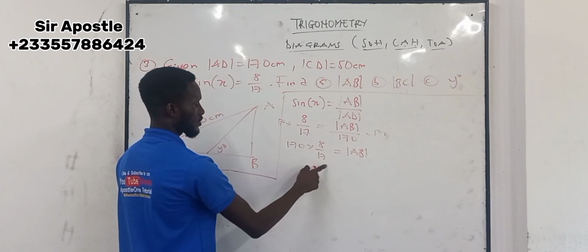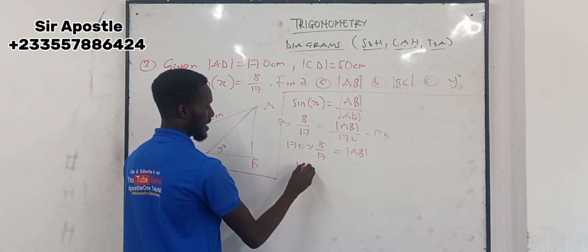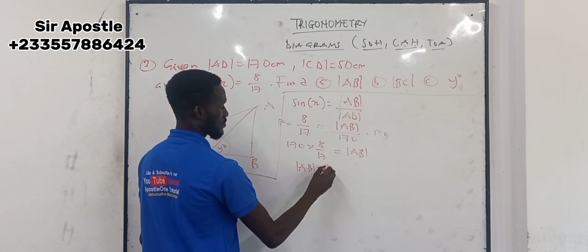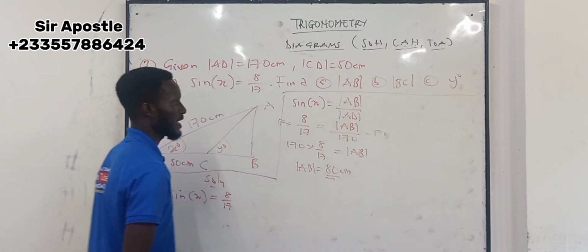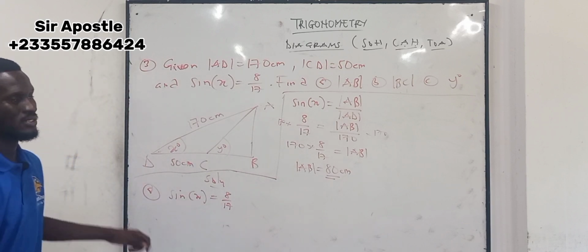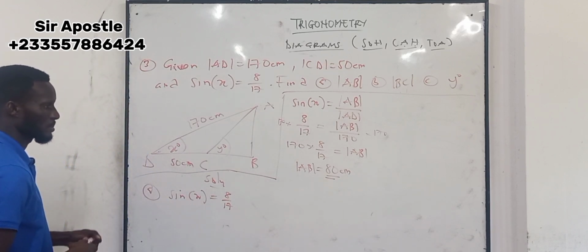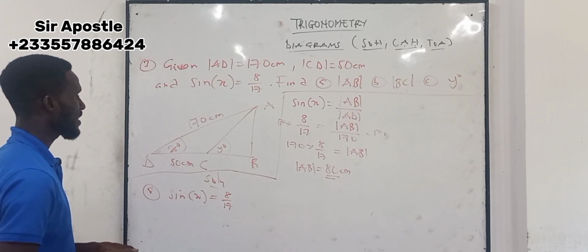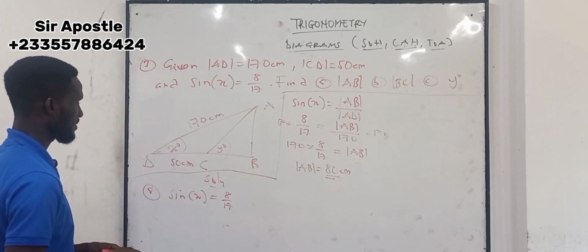Yes. Now this one, 17 into 170 is 10. 10 times 8 gives us 80. So AB is equal to 80 centimeters. We are done with AB. It's equal to 80 centimeters. Now, let's solve for BC.